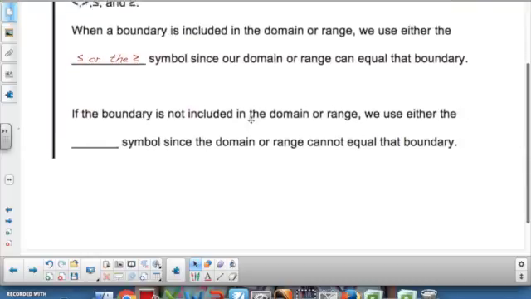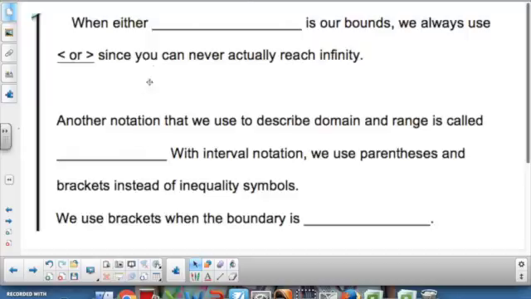If the boundary is not included, previously we would have used an open circle or a dotted line for that. When we're looking at set notation, that's your less than or your greater than without the equal to symbol. It is important to know that if your domain or range goes to infinity or negative infinity, then you use the less than or the greater than. That's because you never actually equal infinity, so it's not going to be less than or equal to.